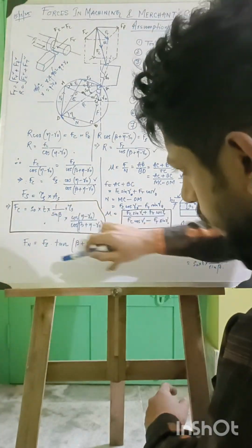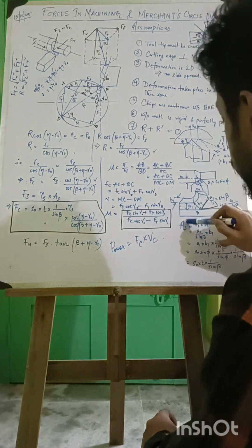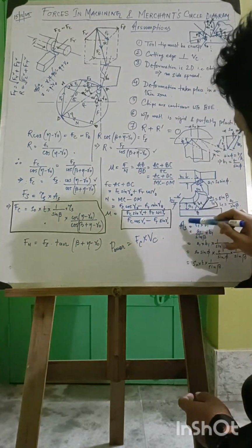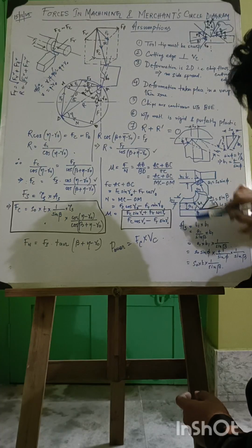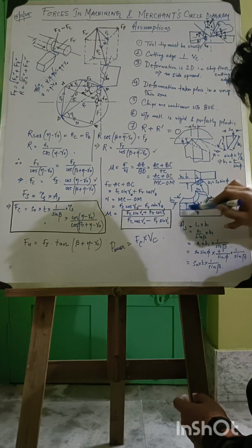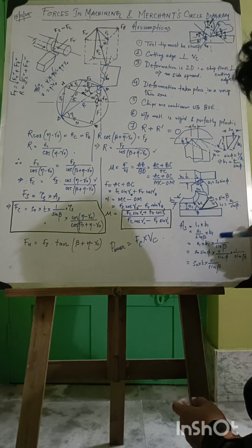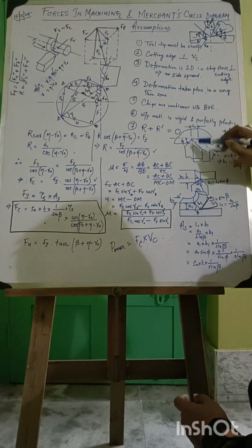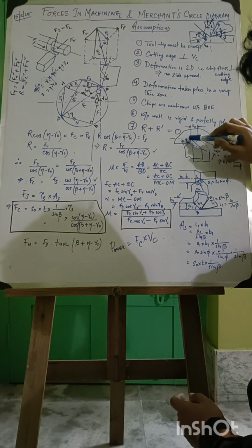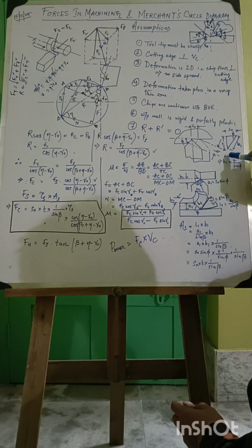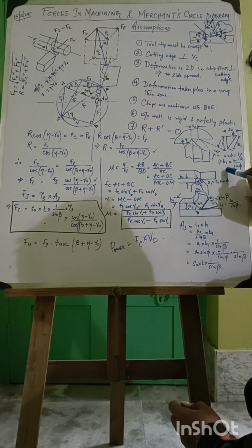And here we need to find the area of the shear plane. How can we find it? This one is L1 and this one is B1. B1 is the width of the chip and A1 is the uncut chip thickness. So how can we find B1? Focusing on this triangle, this is S0 and this one is the principal cutting edge angle phi. So sin phi equals T by B1. So B1 equals T by sin phi.